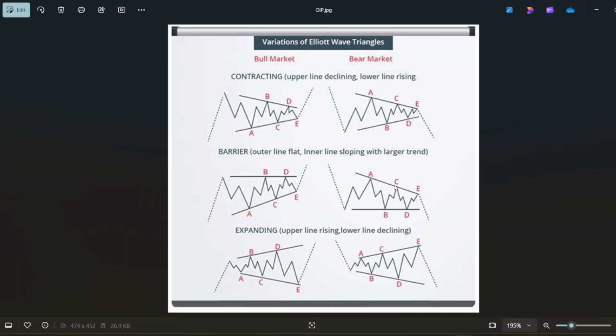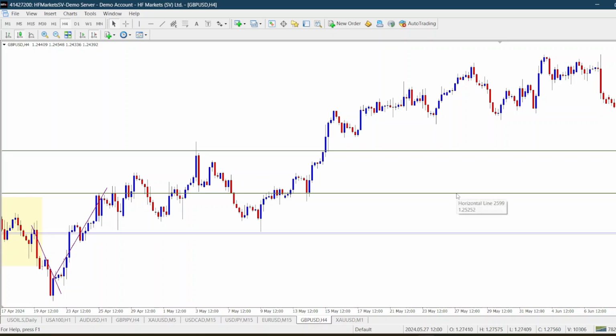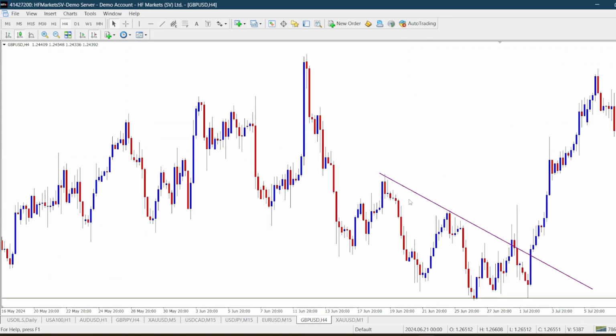Next, you want to make sure that the pattern forms within a larger trend, because triangles typically appear as part of a larger correction or consolidation. So if you're looking at a bullish trend and you see a triangle, it could be a sign that the market is preparing for a continuation of the trend once the pattern completes. Conversely, if you are in a downtrend, a triangle might signal that the market is preparing for a bearish continuation.